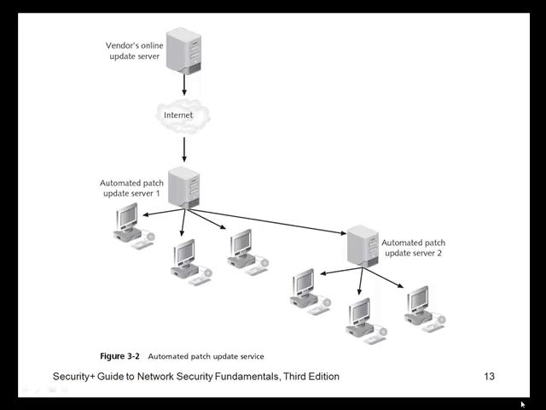This is just a picture of how this thing updates. Automatic patch update server, WSUS is the name of the server. It goes to get the updates, and then it distributes the updates to the individual machines. This shows two servers. You can update the database of a second server from the first server.